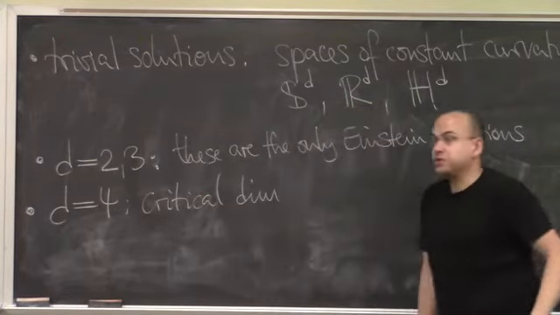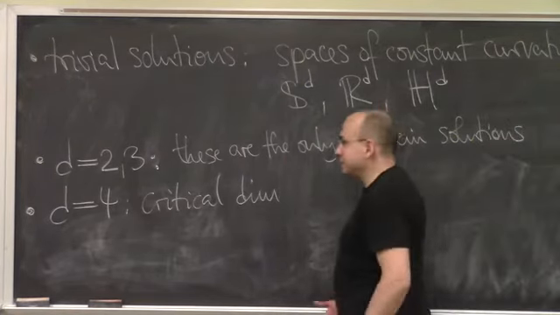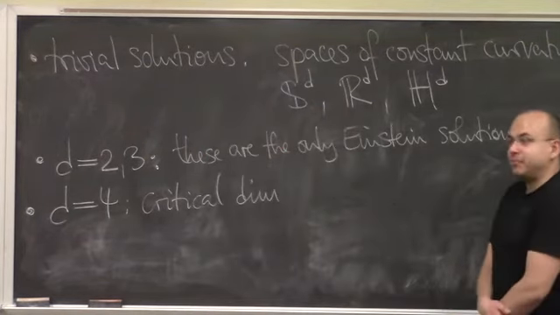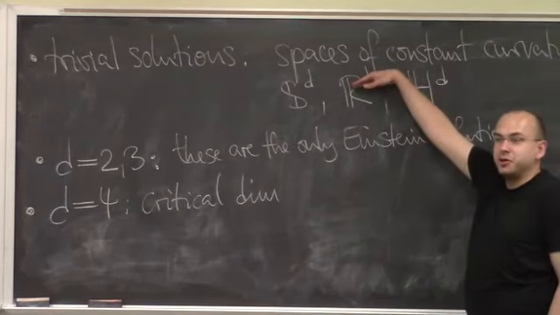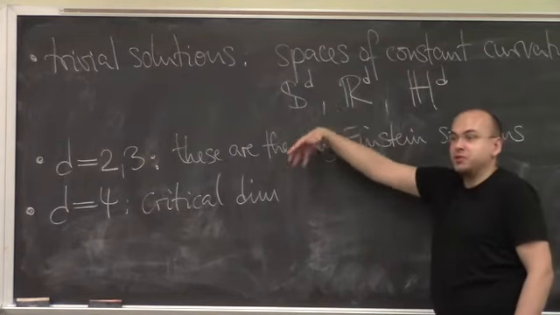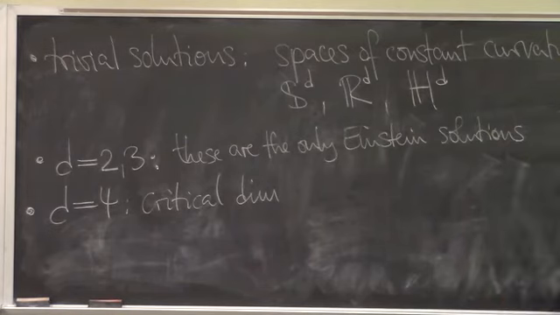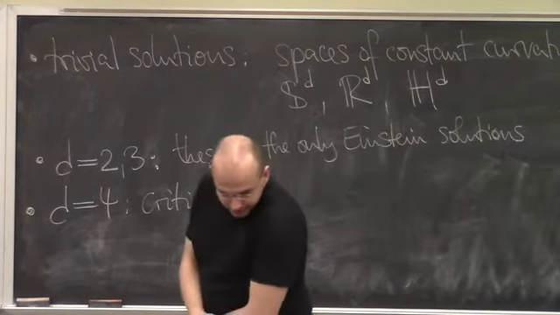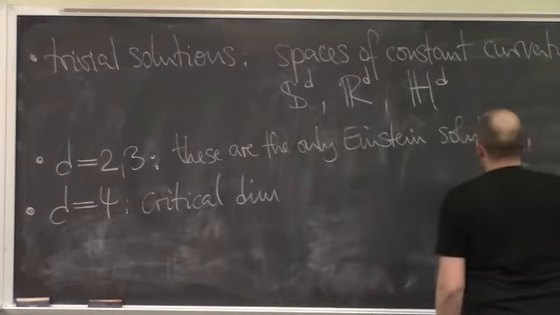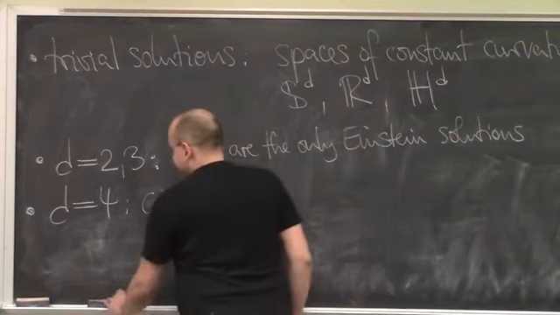The critical dimension in this problem is 4. In dimension 4 is where the problem really starts to get interesting, in some sense the physical dimension. There are plenty of examples that do not have constant curvature, and very little is known by way of general systematic theory of solutions in dimension 4. So here's one major open problem, or largely open problem, about Einstein manifolds.